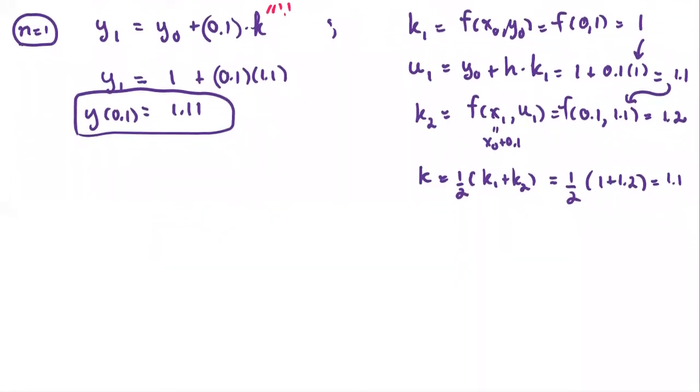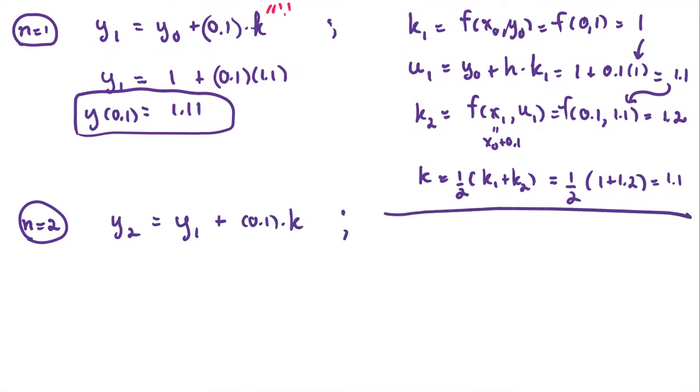For the next iteration, n equals 2, y2 equals y1 plus h, or the step size 0.1, multiplied by k. So we're going to start the process again. So k1 is the function at x1, y1, which is the function at 0.1, 1.11 from what we found earlier. And we get k1 equals 1.21.